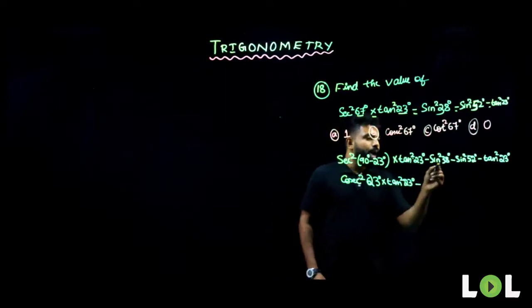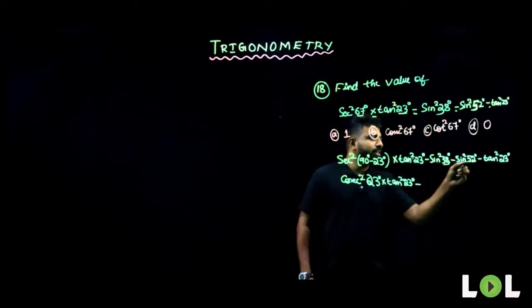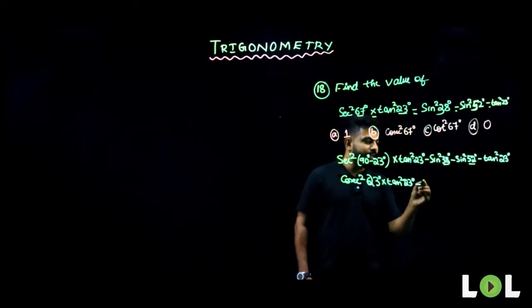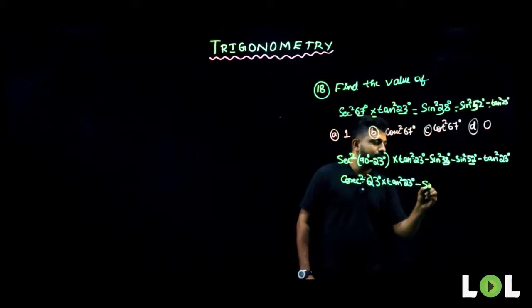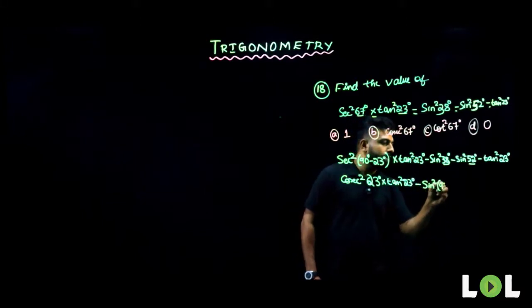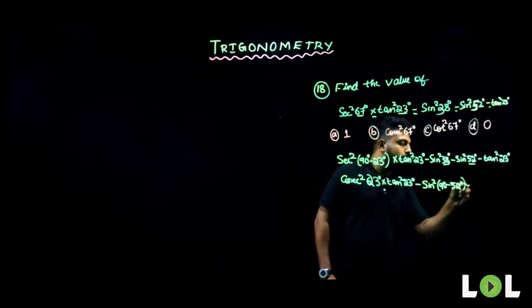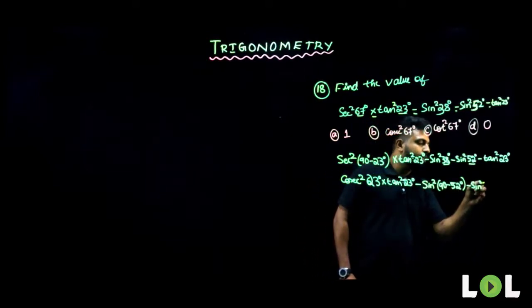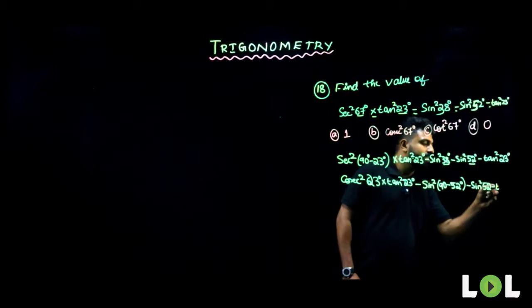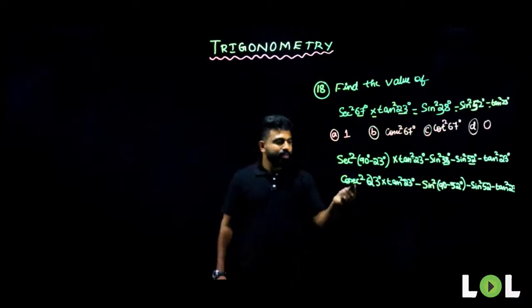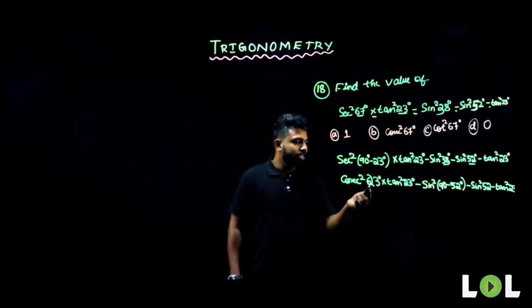Now, I'll take this sine 38. Look at this 38 and 52. They are complementary to each other. Instead of writing it as sine square 38, I'll write it as sine square of 90 minus 52 degrees, minus sine square 52 as it is, minus tan square 23 also as it is. Now, what will I be left with? Cosecant square 23 degrees.